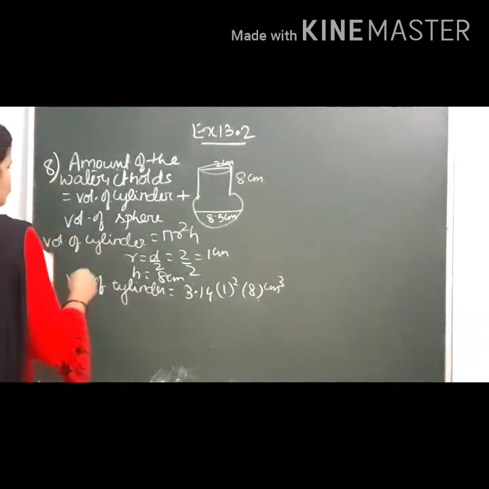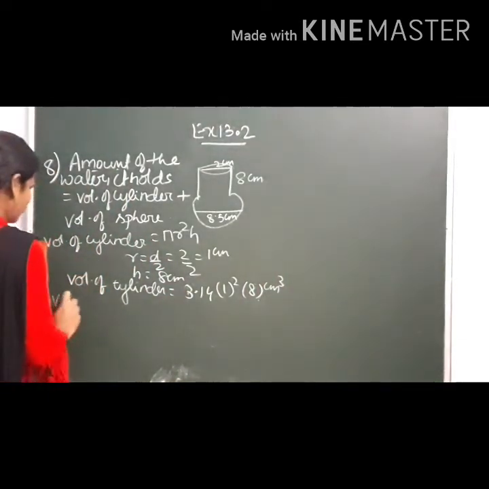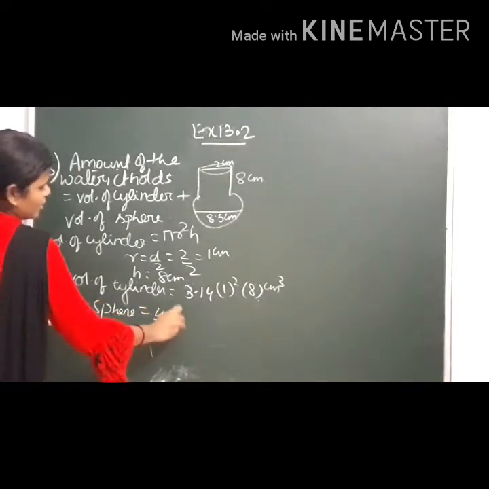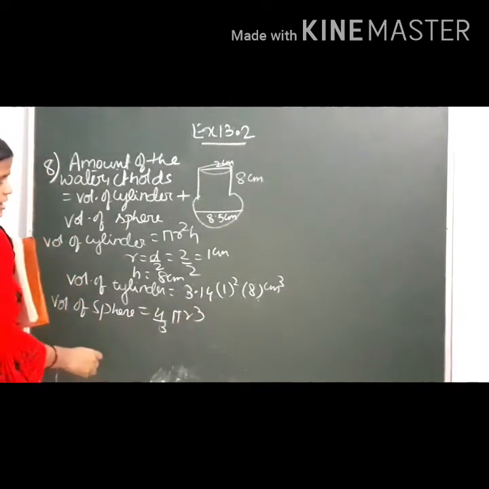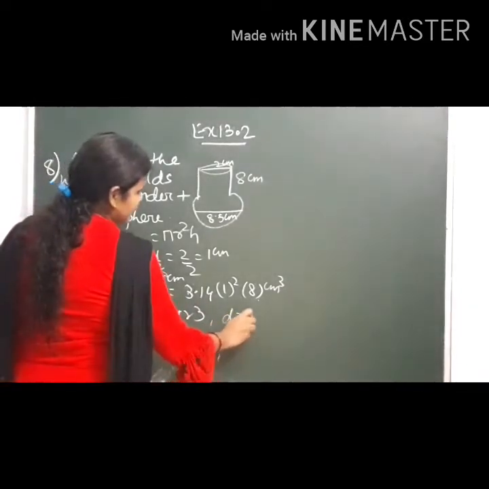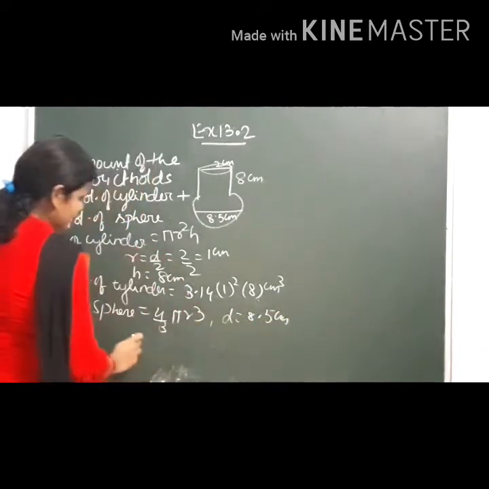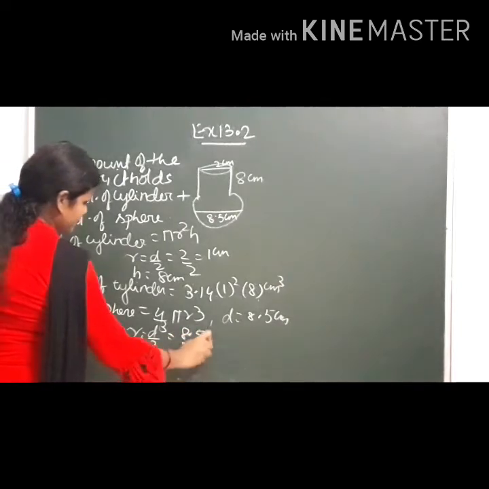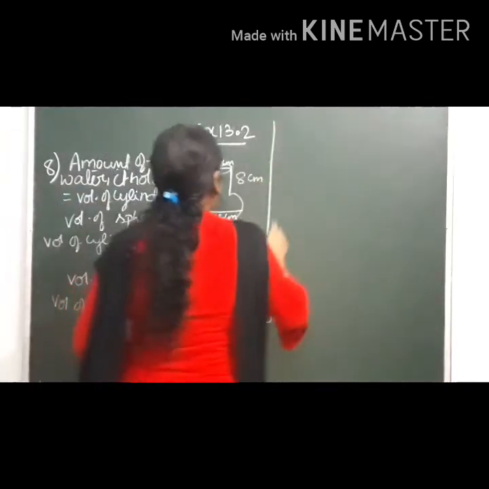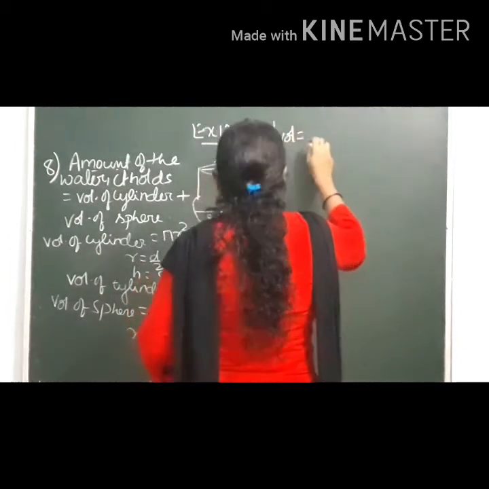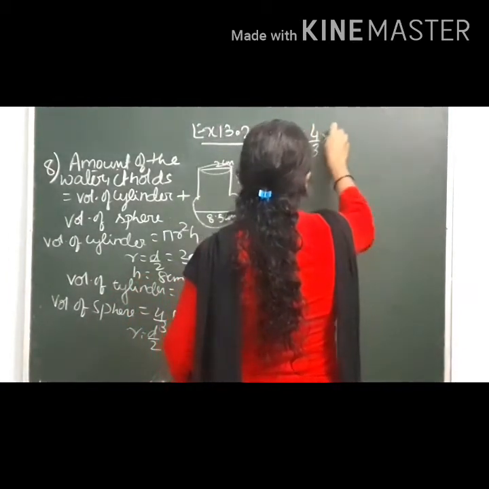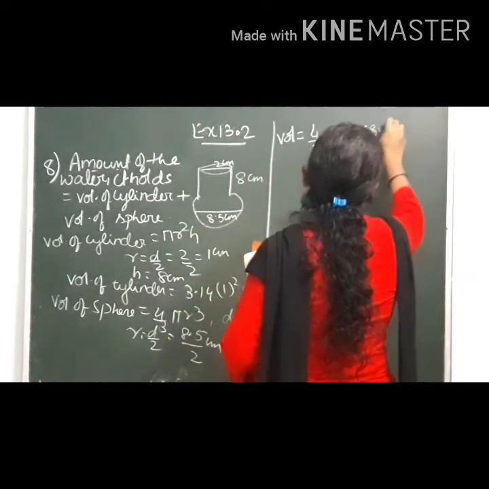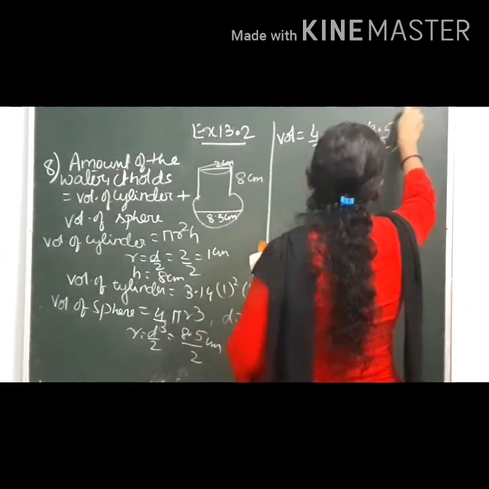Next, what is the volume of a sphere formula? The volume of a sphere is 4 by 3 pi r cube. What is the r here? The diameter is given, 8.5 centimeter. So what is the radius here? Diameter by 2, that is 8.5 by 2 centimeter. So the volume of a sphere is 4 by 3, pi value 3.14, into r cube, that is 8.5 by 2 whole cube.